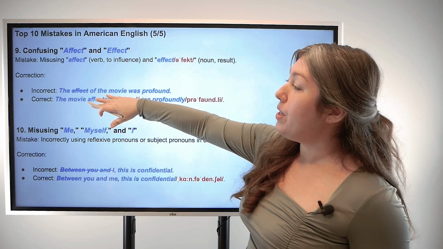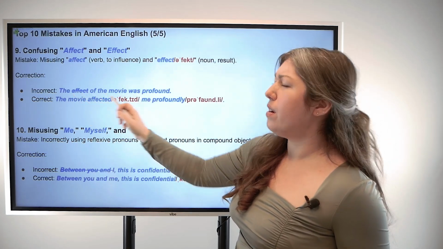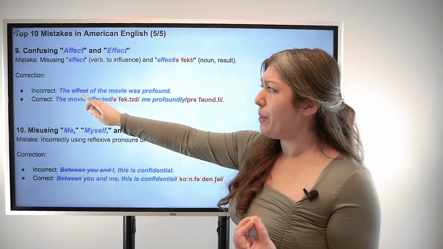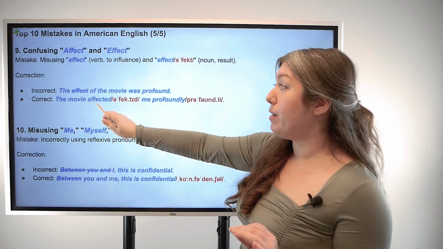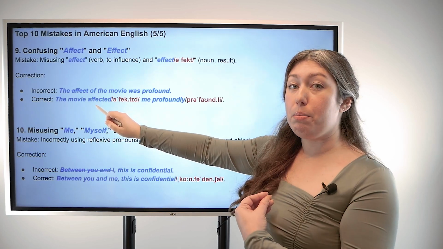So, for example, the incorrect sentence would be, the effect of the movie was profound. Remember, affect is a verb, so it's incorrect in this sentence. The correct use of affect would be, the movie affected me profoundly. The verb, it influenced me profoundly.